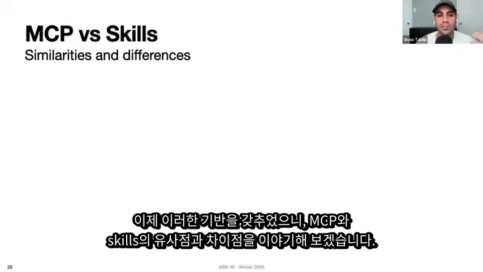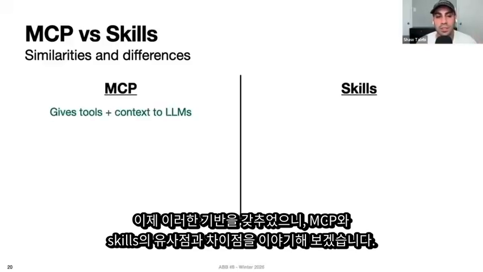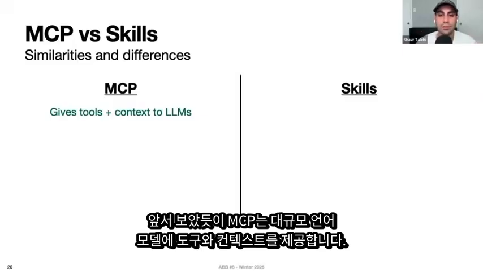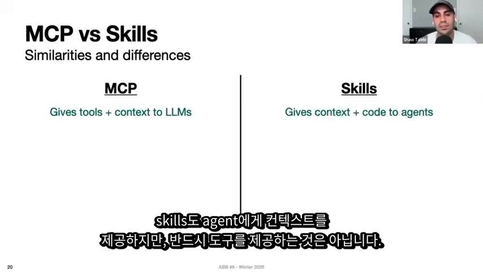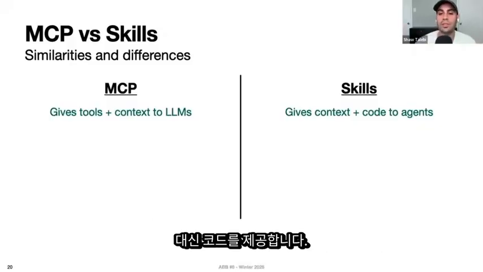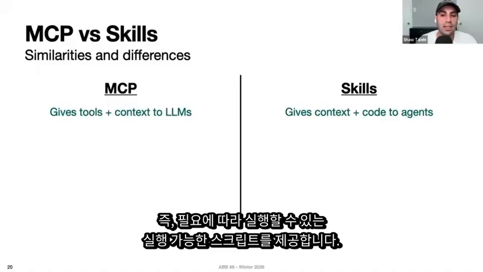That's basically what MCP and skills are and a little bit of how they work. So now let's talk about their similarities and differences now that we have that grounding. As we saw, MCP gives tools and context to large language models, while skills, they also give context to agents, but they're not necessarily giving them tools, they're giving them code. So they'll give them executable scripts that they can run as needed.